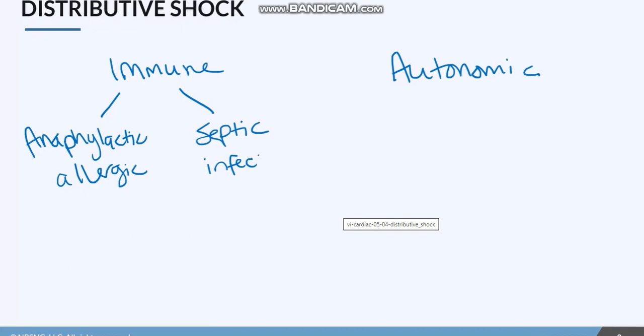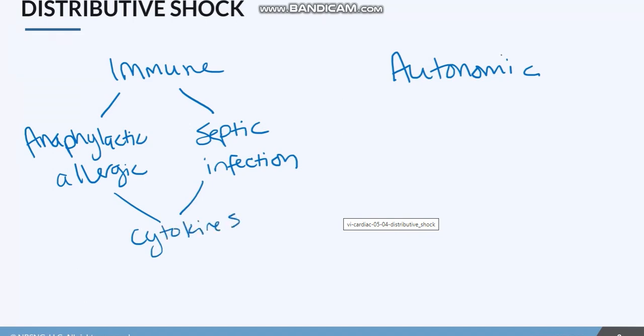Now, one of the types is called anaphylactic. So anaphylactic is an immune response because of an allergic reaction. And then septic shock is an immune response because of some sort of infection. Now, both of these are going to cause an immune response that releases a chemical called cytokines.